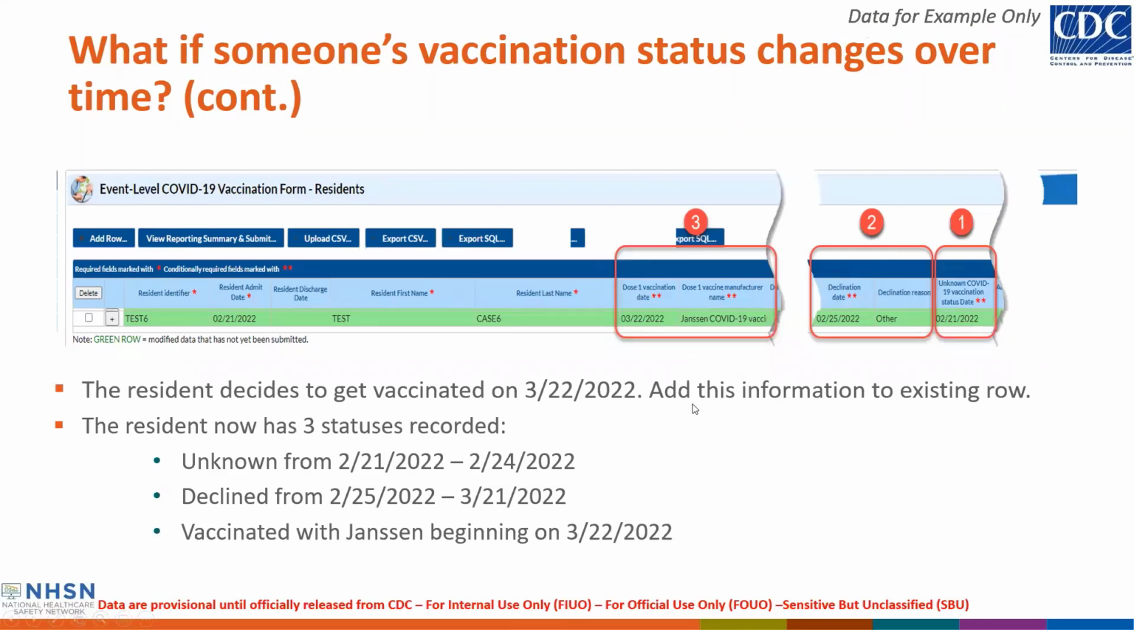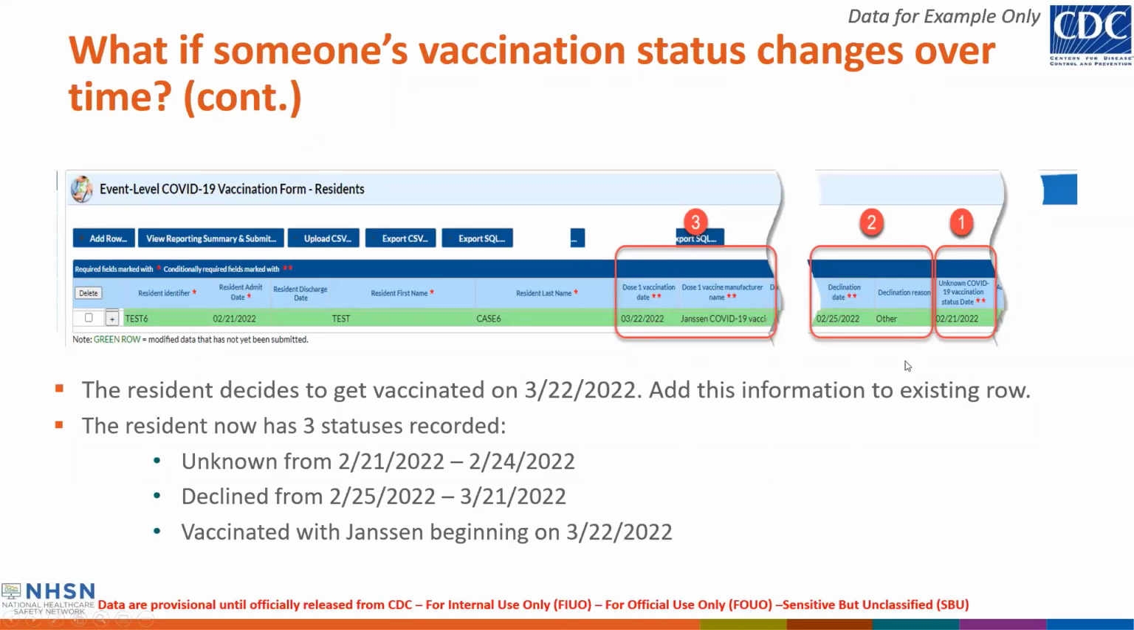And then around a month later, the resident decides that they do want to get vaccinated on 3/22. So again, we don't delete the original unknown status or the decline date because these are both important pieces of information. We simply add the dose 1 date of 3/22 and the manufacturer. So now the resident has 3 statuses over time recorded, which was unknown status from 2/21 to 2/24, declined from 2/25 to 3/21, and then vaccinated with Janssen beginning on 3/22.